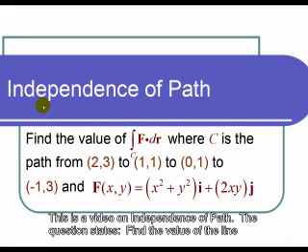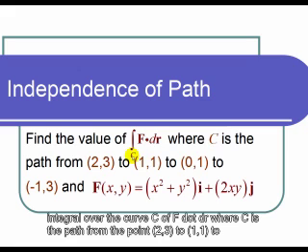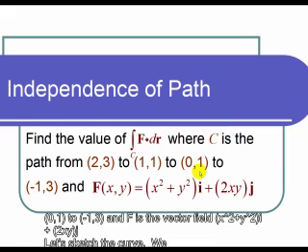This is a video on independence of path. The question states, find the value of the line integral over the curve C of F dot dr, where C is the path from the point (2, 3) to (1, 1) to (0, 1) to (-1, 3). And F is the vector field (x squared plus y squared) i plus 2xy j.